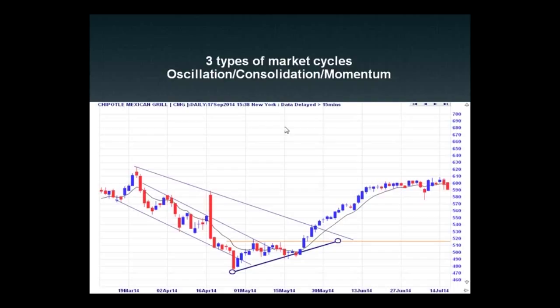Now, what we then do is we can say, well, what about when that changes? What if it breaks that? Well, now we've got a new potential personality. And in this situation, we go into consolidation. Now, consolidation is a type of oscillation because it still bounces between 2 straight lines, but the difference is that it doesn't really have a trend.